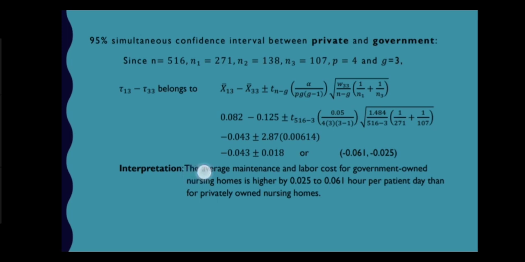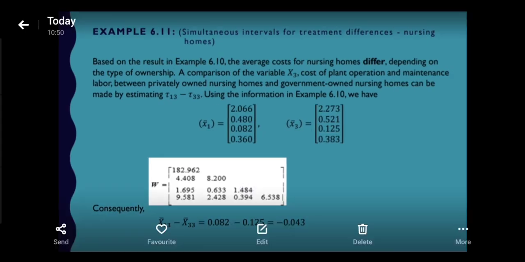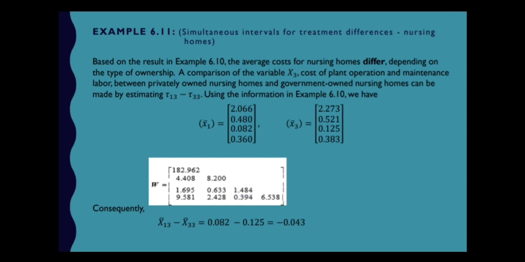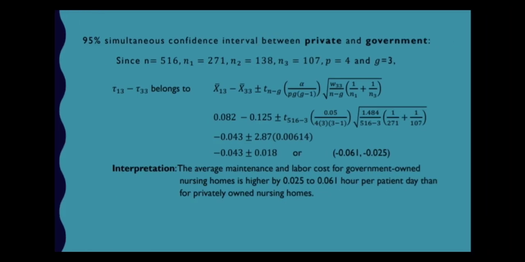So kat mana nak ambil 1.484 is here. Okay, is here 1.484, which is the third element from the main diagonal of matrix W. Okay, the 271 is the sample size from the first population. 107 is the sample size from the third population. Okay, when you have all this value, just apply the formula. Last kali you akan dapat negative 0.061 and negative 0.025.